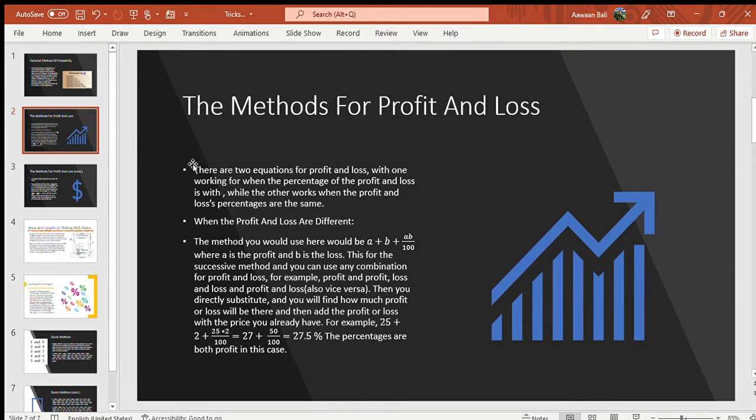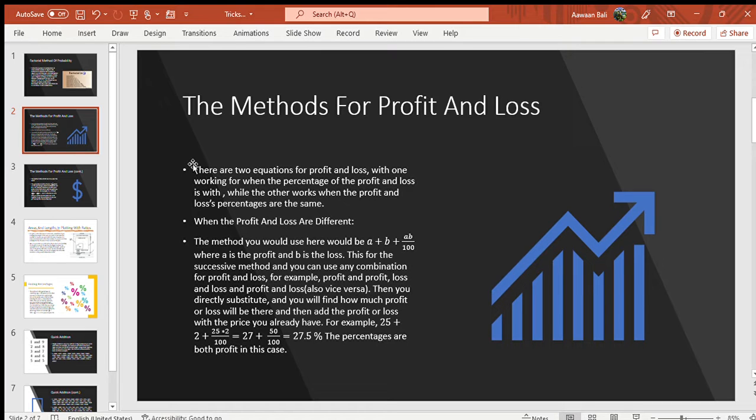So the method you'd use here would be A plus B plus AB divided by 100, where A is the profit and B is the loss. So in the percentages, if there was 25% profit, A would be 25, and if there was 10% loss, then B would be minus 10. So this is for the successive method, and you could use any combination for profit and loss. For example, you can use profit and loss, loss and profit, profit and profit.